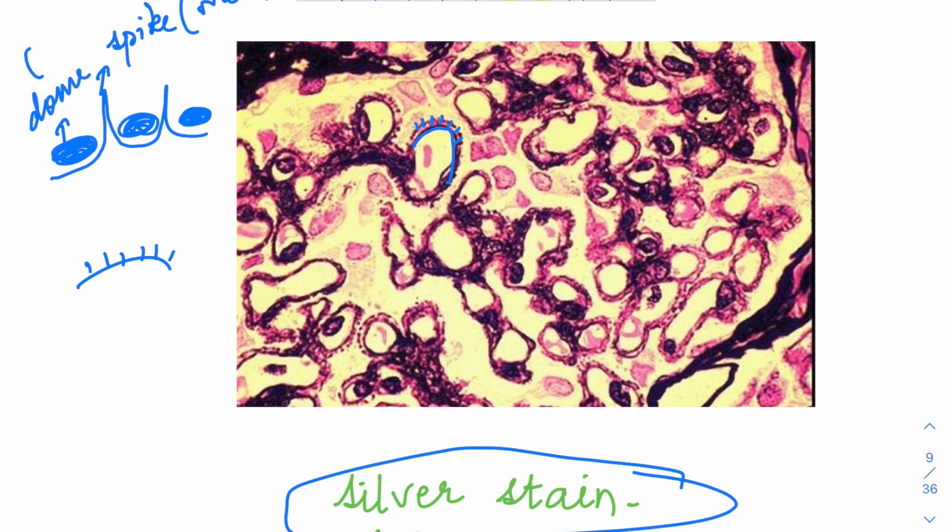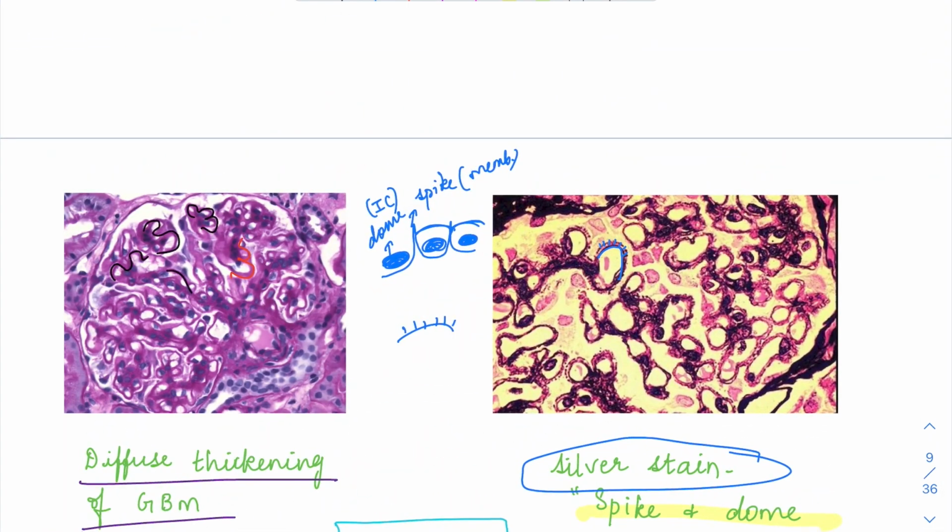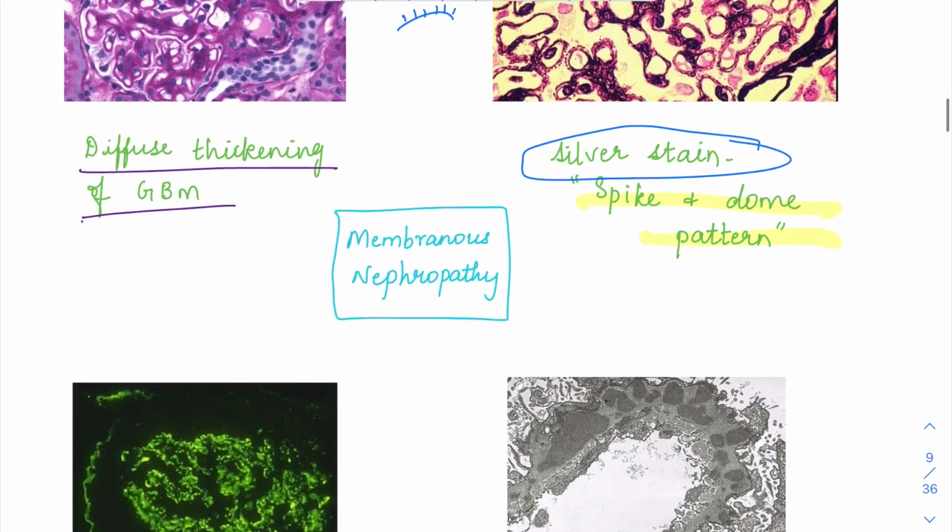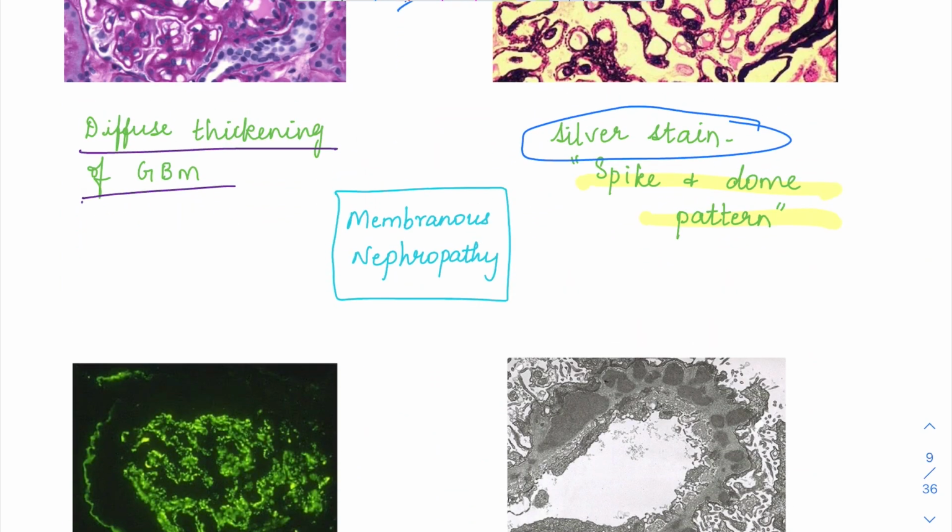So, this is the dome which is the immune complex. Over time, this spike will grow upon this immune complex again and cover up this immune complex also. So, membranous nephropathy is also a cause of this immune complex related disease only. And the best way to demonstrate the spike and dome pattern will be silver stain.